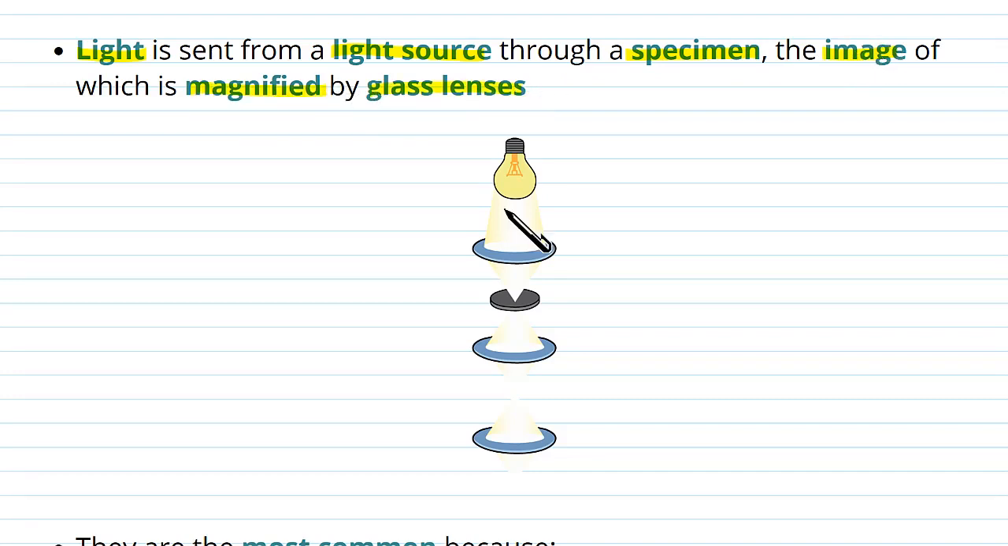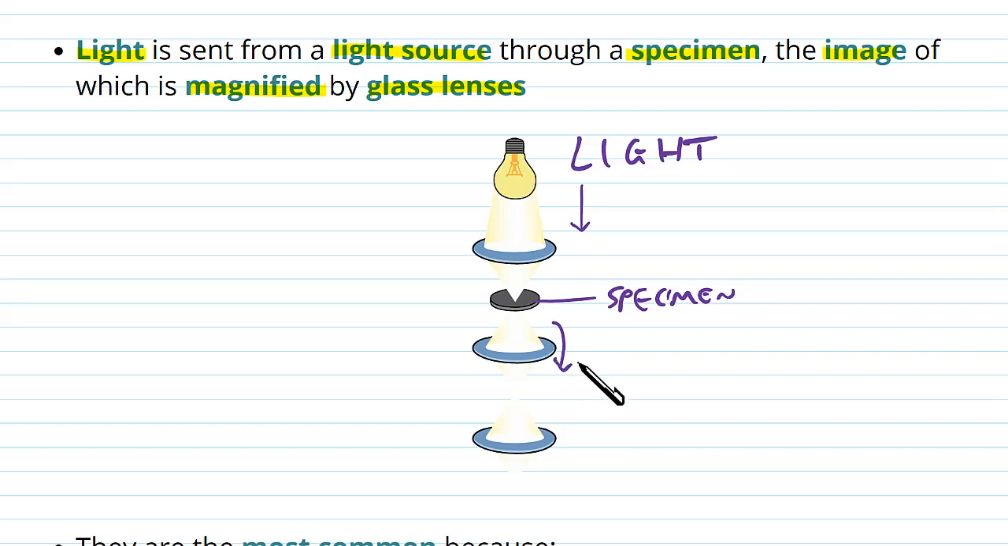So this is kind of a simplified diagram of what's happening. We have a light source sending light through the specimen, and eventually it will be magnified by various lenses until we see it in our eyes. So we see the specimen being bigger than it really is in real life.